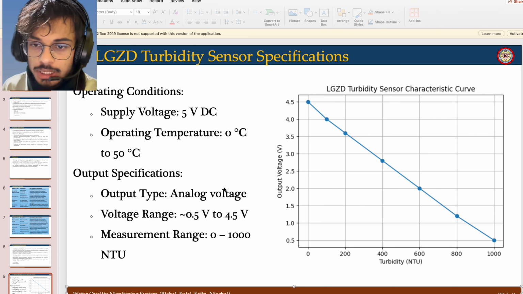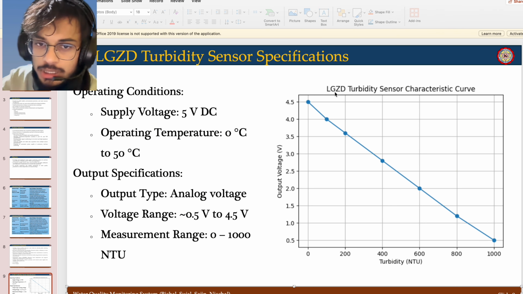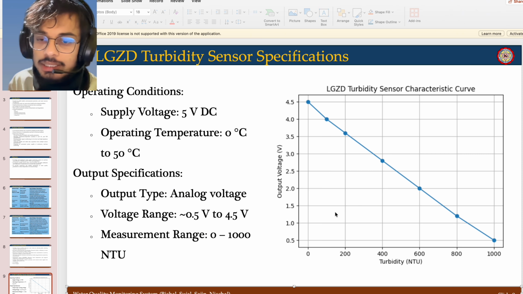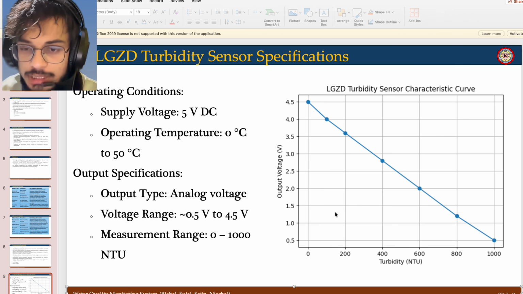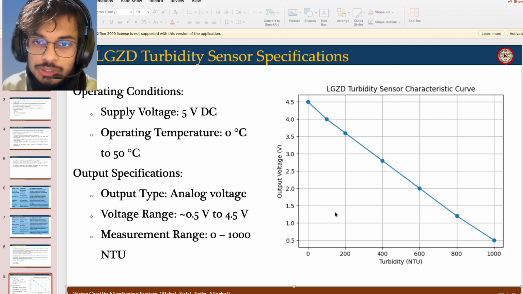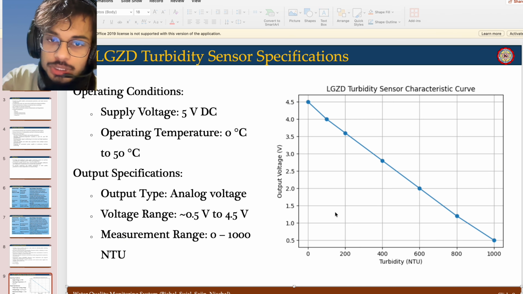This makes the graph we can visualize: low voltage is for high turbidity, and high voltage is for low turbidity. Here you can see the turbidity, which has the unit of NTU, full form nephelometric turbidity unit. In this way, this sensor works, and let's move on to the next sensor specification.